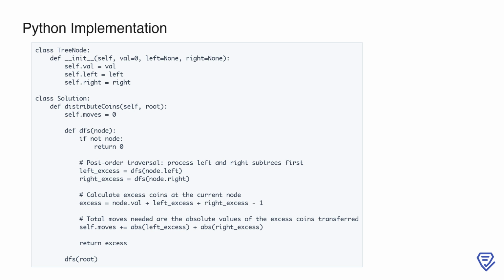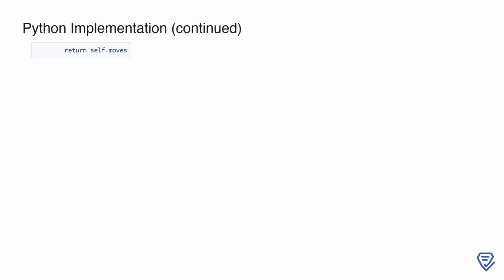Moving forward, we calculate the excess coins from the left and right subtrees by recursively calling DFS on node.left and node.right. These values represent the surplus or deficit of coins that the left and right subtrees contribute to the current node. Now that we have the excess values from the left and right subtrees, we calculate the excess coins at the current node by taking the node's value, adding the left and right excess values, and subtracting 1. This subtraction accounts for the fact that each node requires exactly 1 coin for itself.